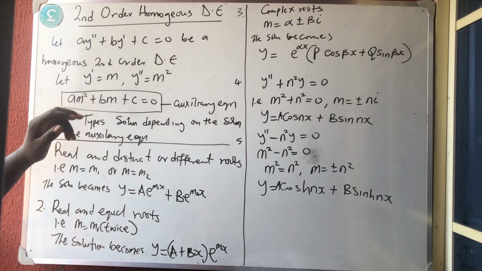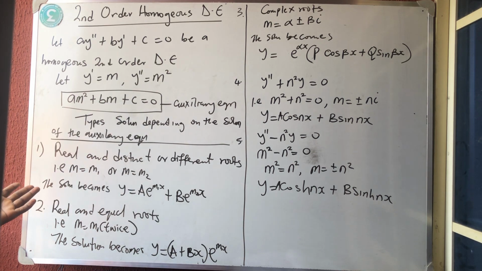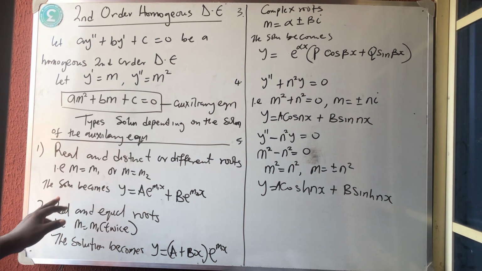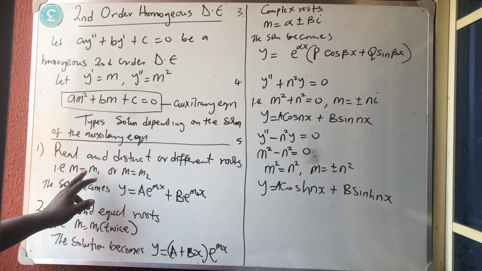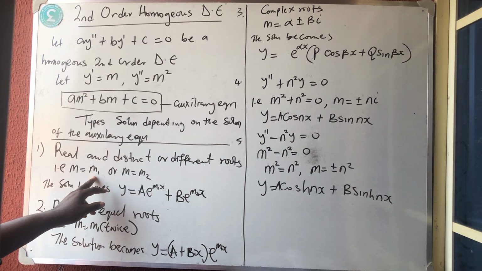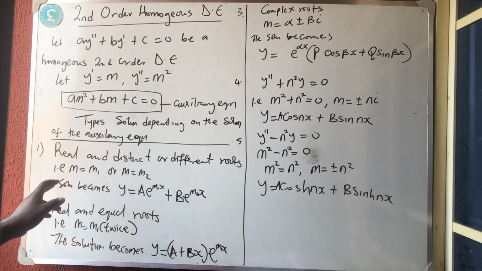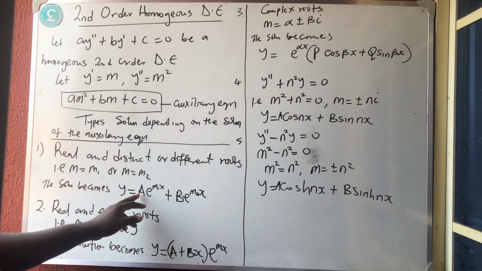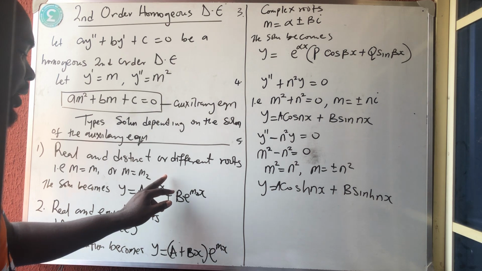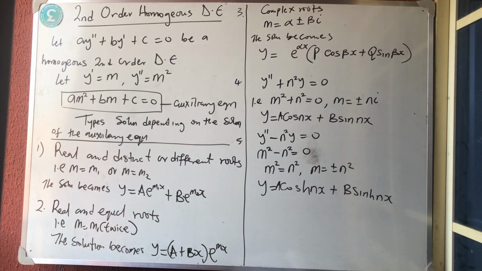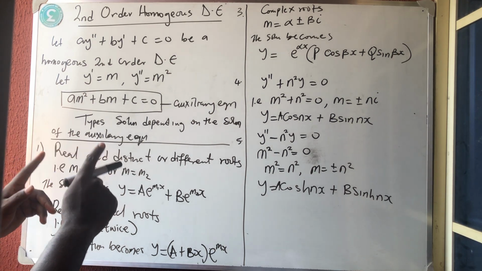So the solution of your second order differential equation depends on the solution you got from solving this auxiliary equation. So if we solve this auxiliary equation and we got real and distinct roots, what do I mean? That when solving this, we got that m is m1 and m is m2, which are two different things. Your answer is simply y is equal to a e raised power the first one you got, plus b e raised power the second one you got, x. That's the first condition.